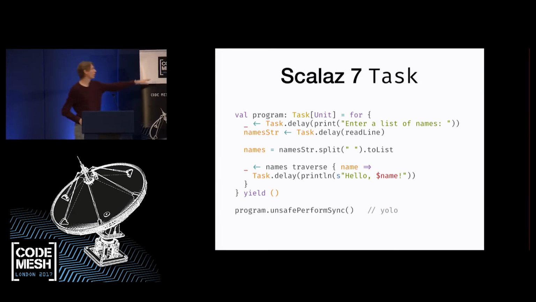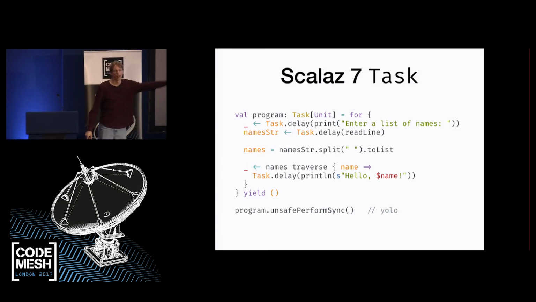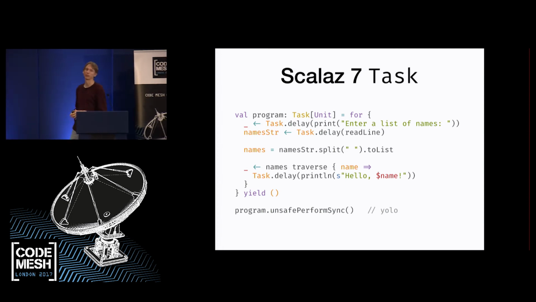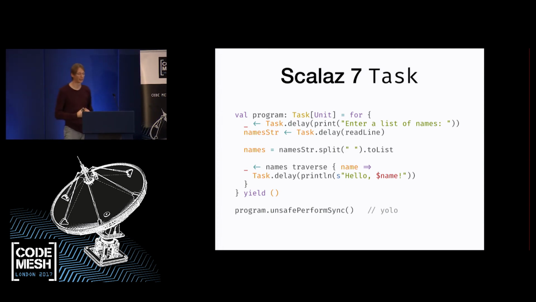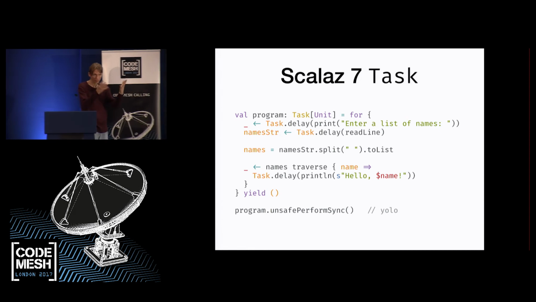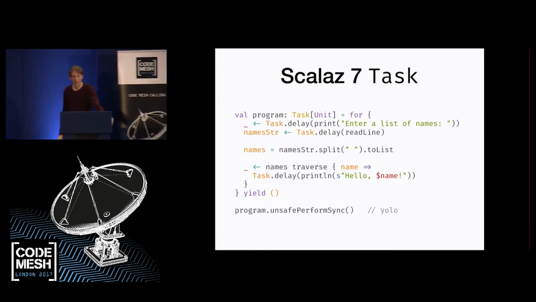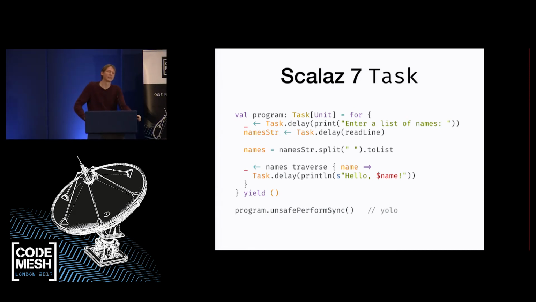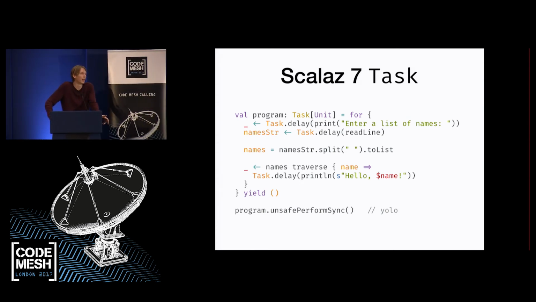And then at the end of the world we call unsafePerformSync because we have to run the effect. We can't just return a task to the runtime and everyone moves on with their life. But this is a trivial program because it's just reading from standard in, and there's no asynchrony here. Most of the stuff that we do now that's actually interesting is probably going to involve asynchronous I/O because that's how you write things at scale on every runtime ever. So how do we do that with task?